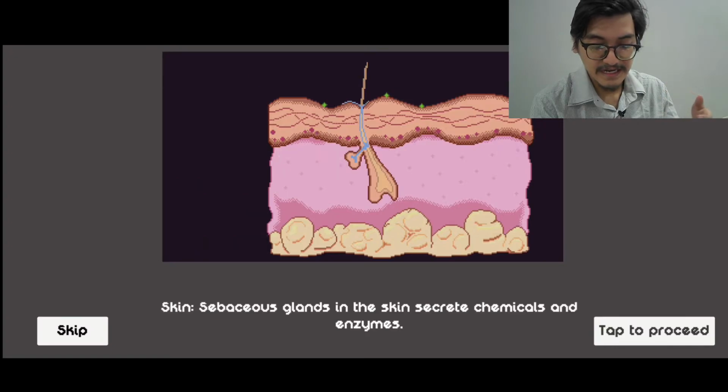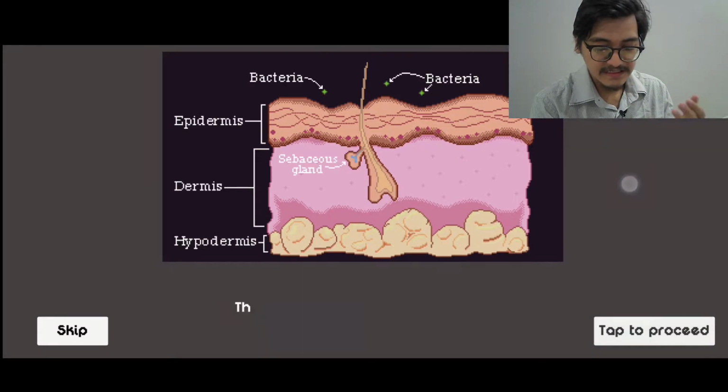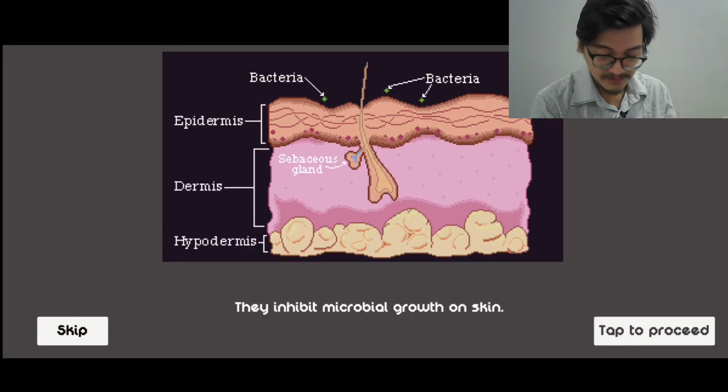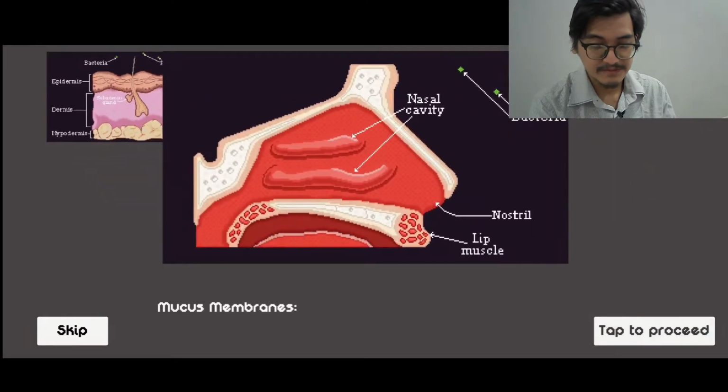This is an animation of what the skin does when bacteria or pathogens come in contact with our skin. They inhibit microbial growth on the skin. The secreted lactic acid and fatty acids lower the pH, thus preventing growth.